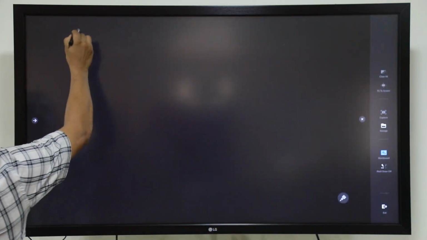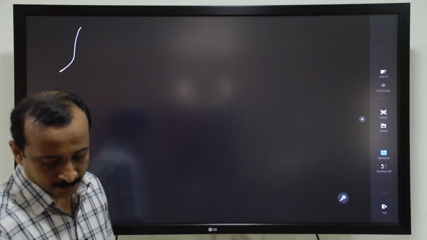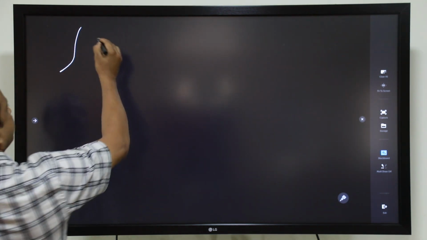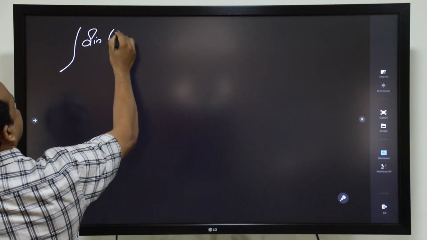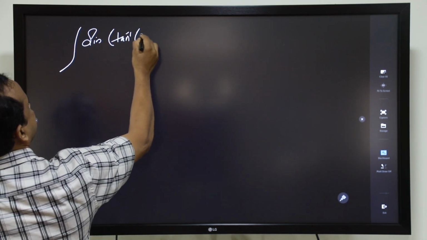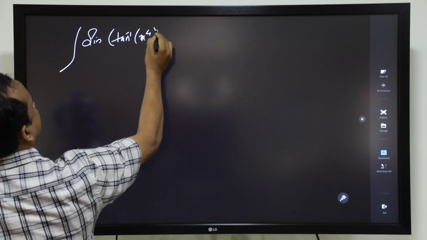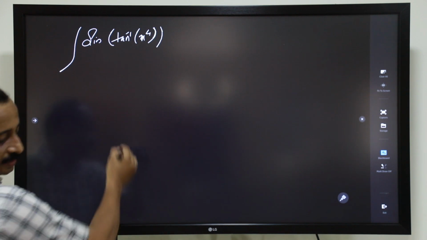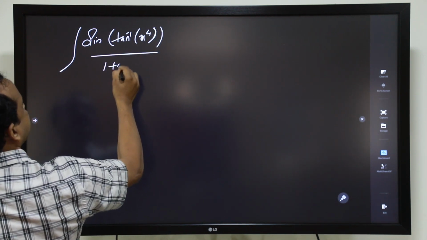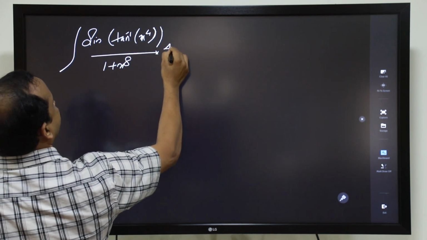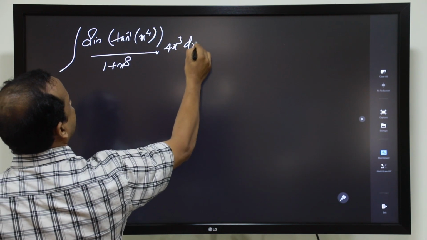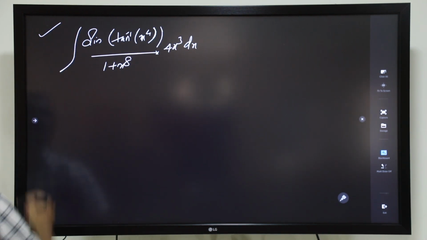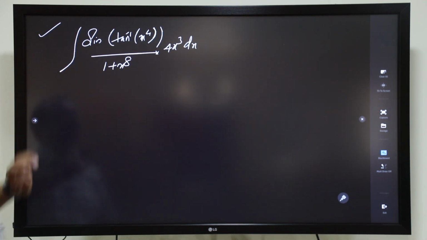Okay, we'll do one more question. The integral of sin of tan inverse x raised to 4, divided by 1 plus x raised to 8, into 4x cube into dx. This is comparatively a good question, so you note this function.